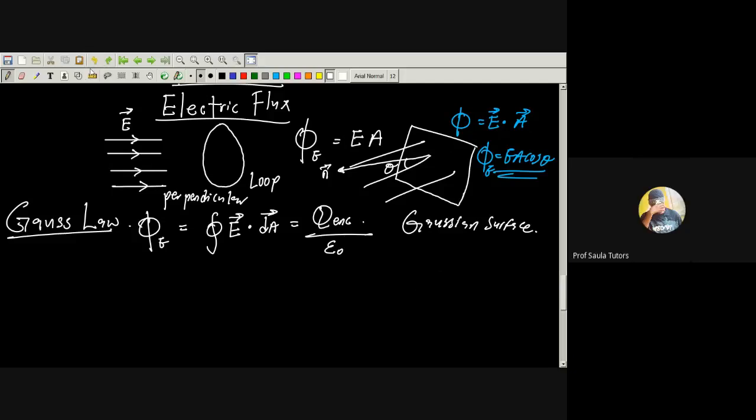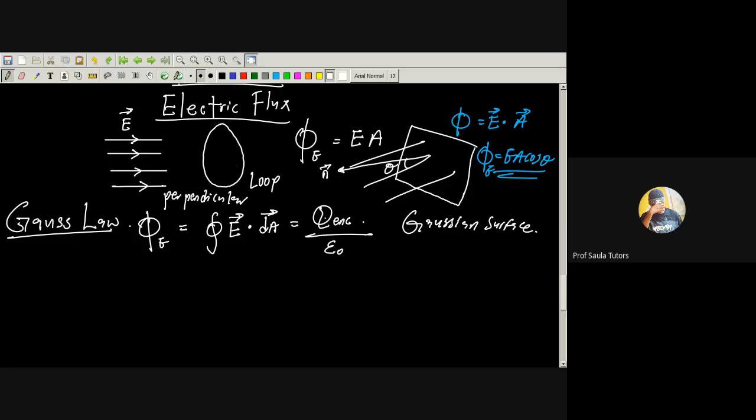Okay, good. Also, take note that the flux is independent of the shape of that surface. Look at it. This is a loop. This is a rectangular surface. It does not matter. So the flux is independent of the shape of the surface. And if there's no charge enclosed in the Gaussian surface, our electric flux is equal to 0.